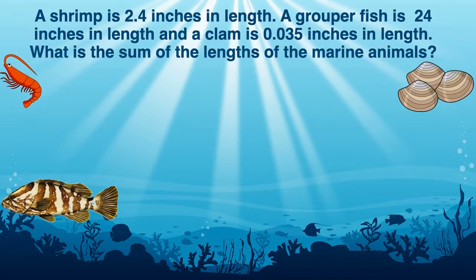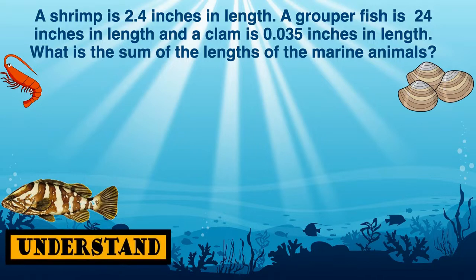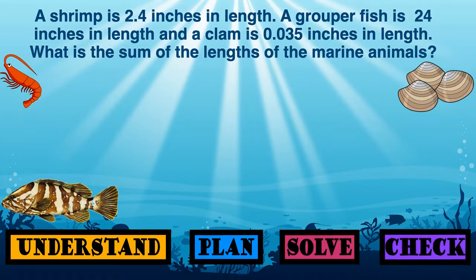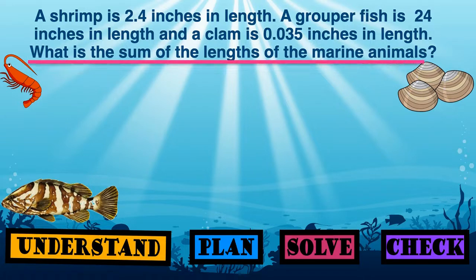If you're finished, it's time for us to review the answer. We're going to use the understand, plan, solve, and check method. Let's understand the problem. We've already read it, so let's now identify the question. The question in this problem is, what is the sum of the lengths of the marine animals? Good job. Now that we know that, let's circle what we know, the important information. We know that the shrimp's length is 2 4/10 inches. We know that the grouper's length is 24 inches and the clam's length is 35 thousandths of an inch.